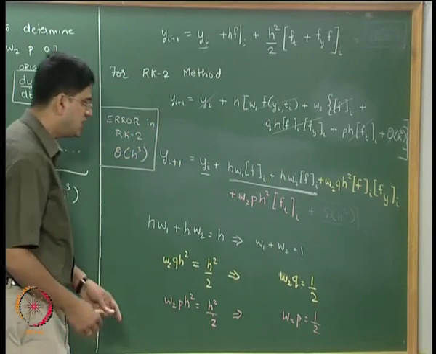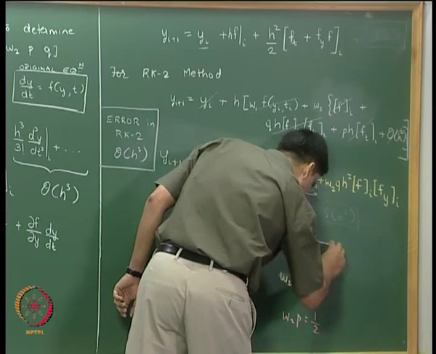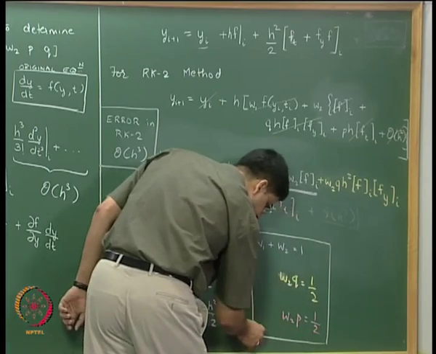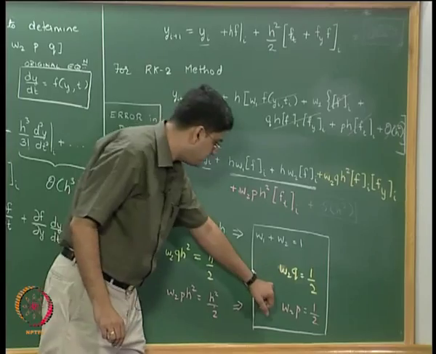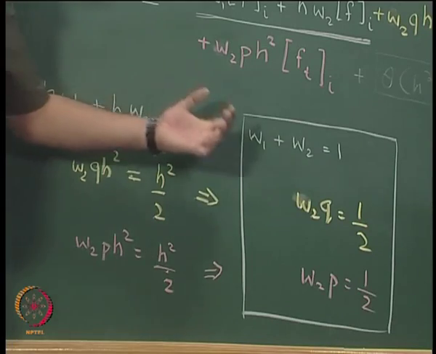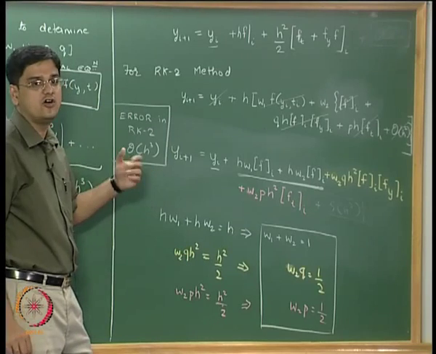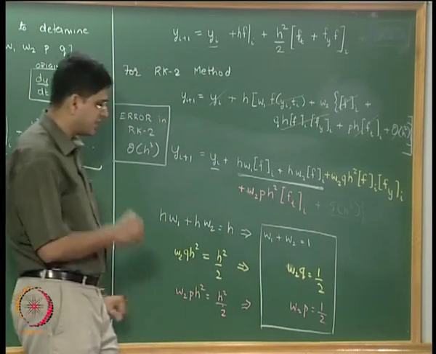Okay. So the three equations that we get for the RK2 method are these expressions, and when we ensure W1, W2, p and q satisfy these equations, the method that we are going to get is going to have an error of the order of h cubed. Okay. So that is the whole idea behind RK2.